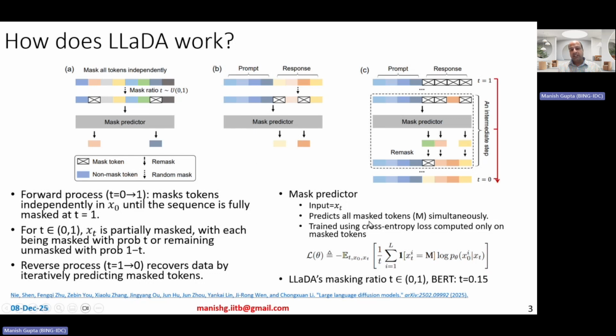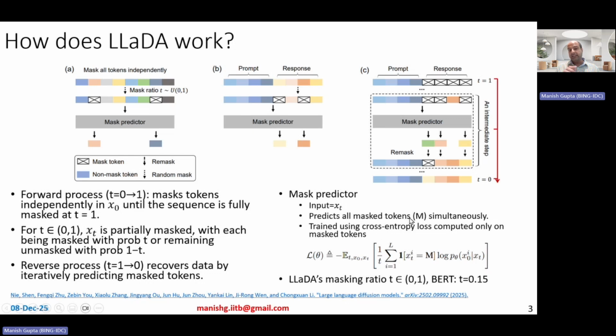Here, the input is xt at any time point t. At any time point t in this reverse process, you're unmasking a few tokens, so you're predicting the unmasked token at every masked position. So the input is xt, and what you want to do is to predict all masked tokens simultaneously. You actually come up with predictions for all the masked tokens.